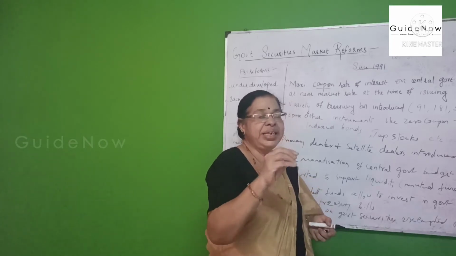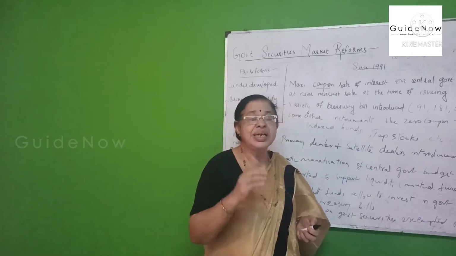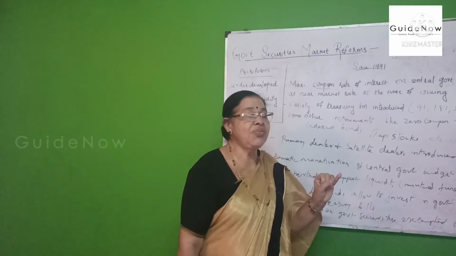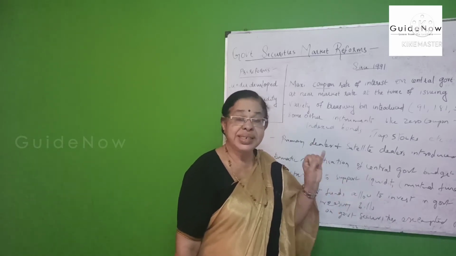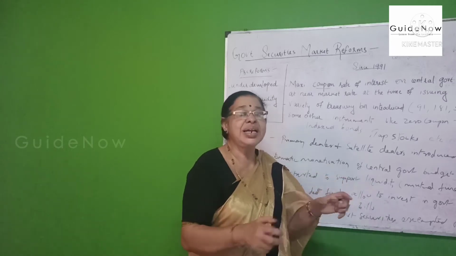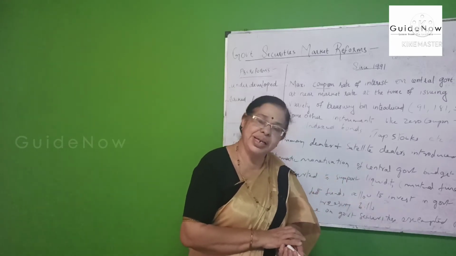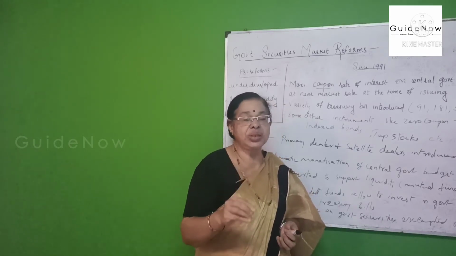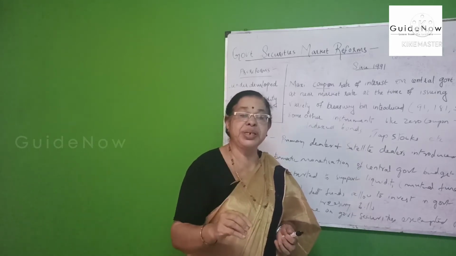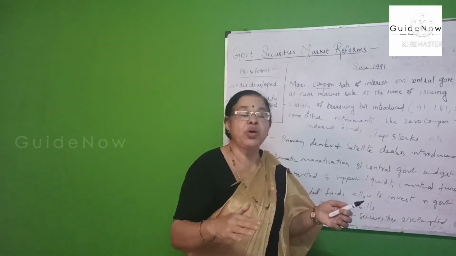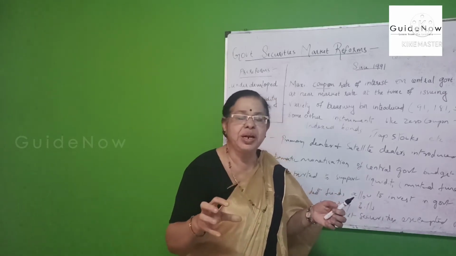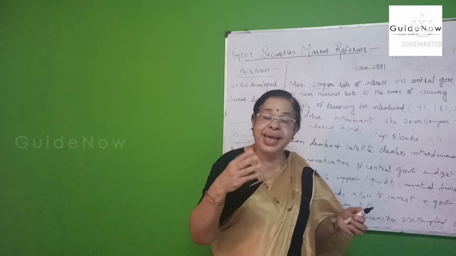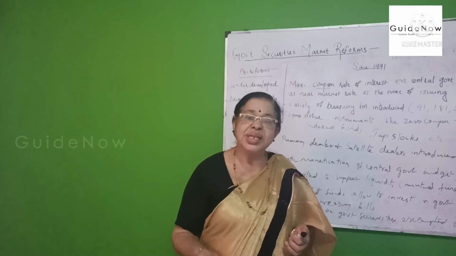So based on this, it fixed the coupon rate of interest. That is the importance of the first important reform. The first is the introduction of coupon rate of interest on central government loans. It is fixed at the time of issuing at the market rate of interest. Based on the market rate, they fixed the coupon rate of interest. The coupon rate shows the annual income expected by an investor holding a particular bond. The annual income earned or expected to be received by an investor is known as the coupon rate.